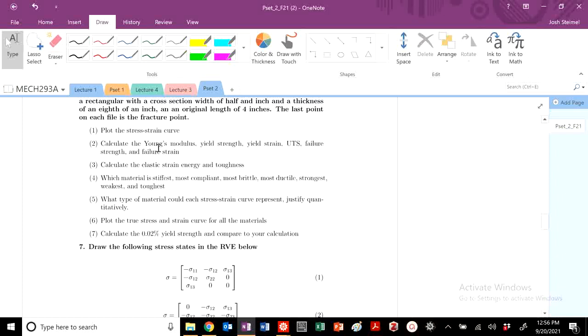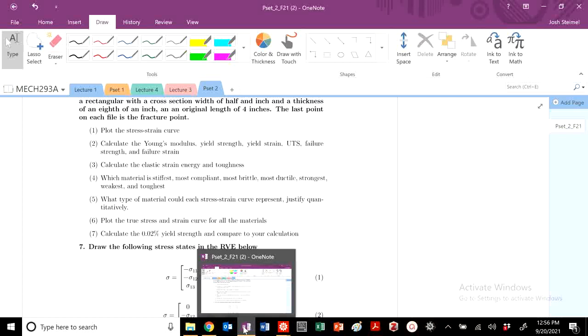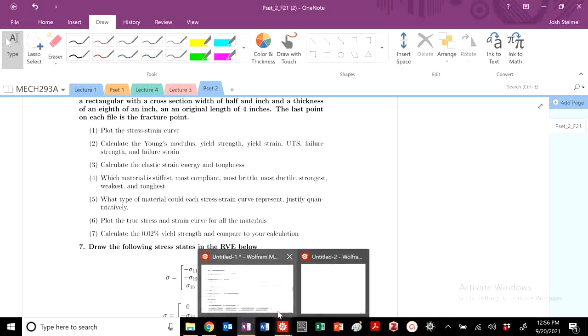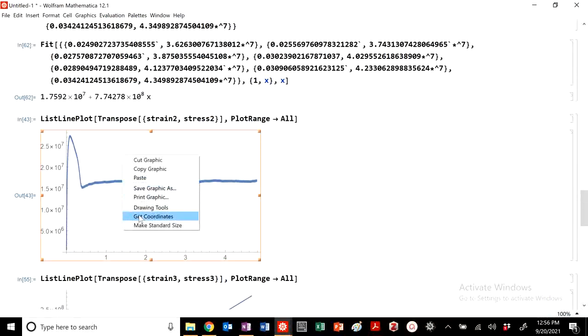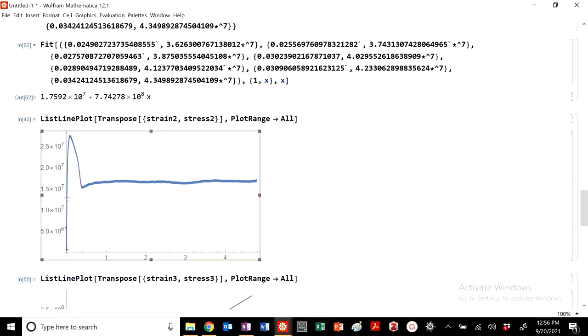So let's go ahead and now you could do that for the rest of the materials. So you can figure out which is strongest, most ductile, brittle. But we could see from the plots here, actually let's see what is most stiff. So again, you could do that. This material is going to be a little bit less stiff.